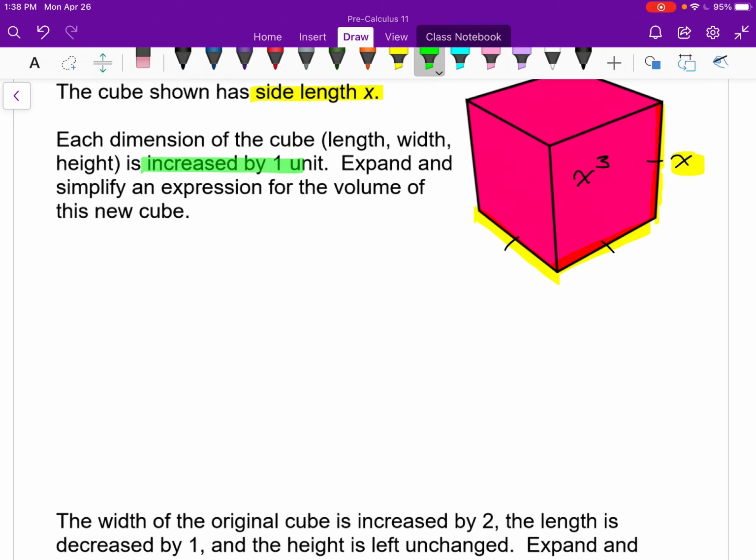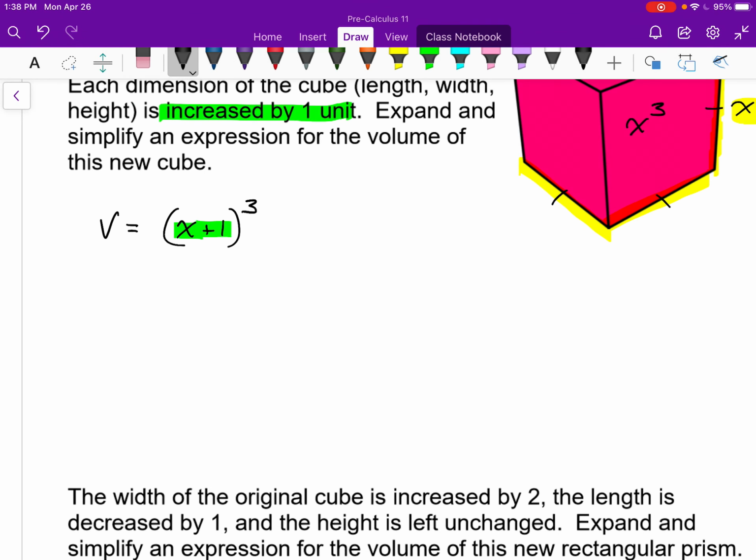All right, so now each dimension of the cube, length, width, and height, is increased by 1. So expand and simplify an expression for volume. So that means all of these sides are no longer x. They're all x plus 1. And so the volume of this cube would be x plus 1 times x plus 1 times x plus 1, or x plus 1 to the power of 3. And so there is my expression for the volume of this.